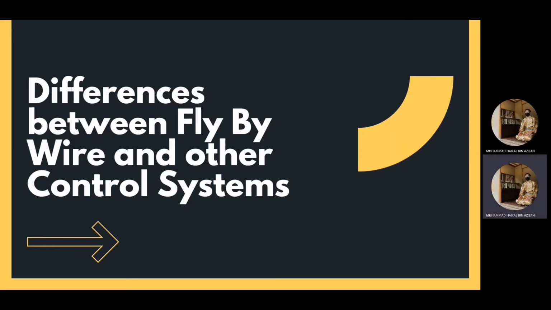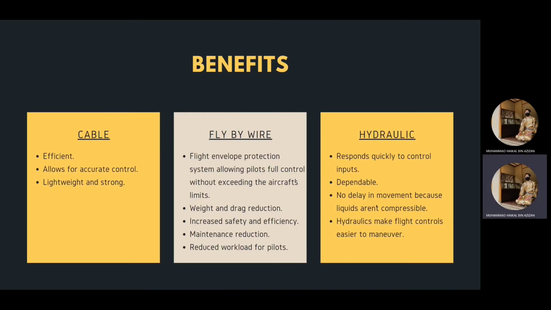The differences between fly-by-wire and other control systems. So the first differences that we're going to look at are the benefits. In terms of the mechanical or cable system, it is efficient, allows for accurate control, and is lightweight and strong.